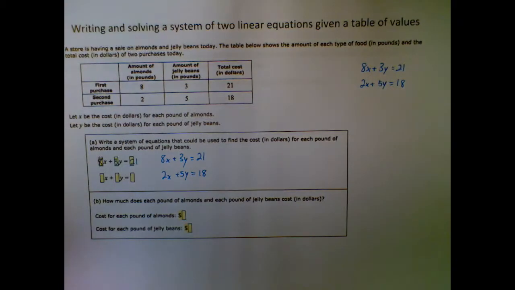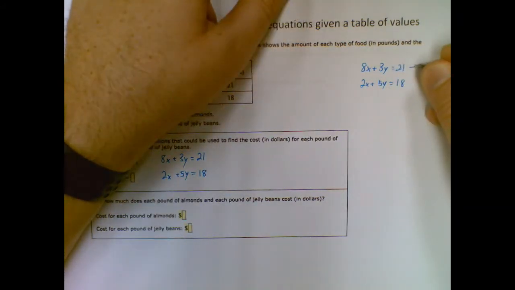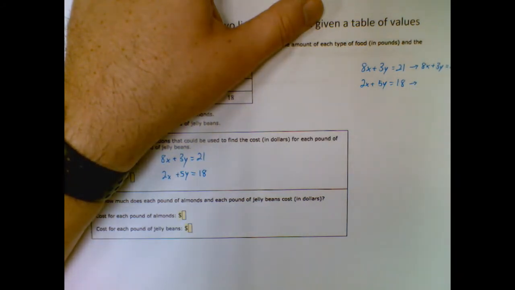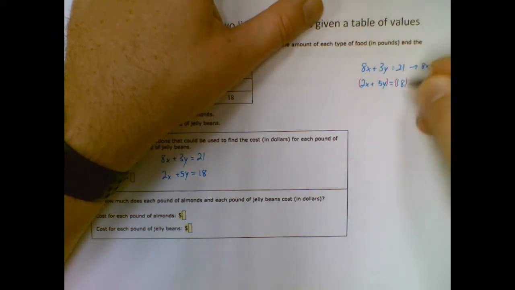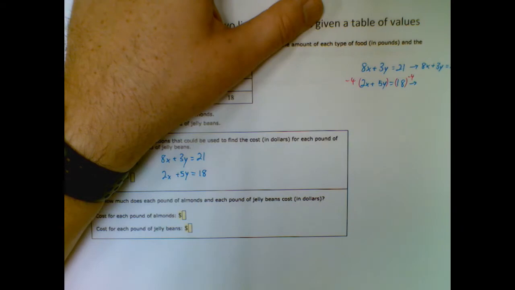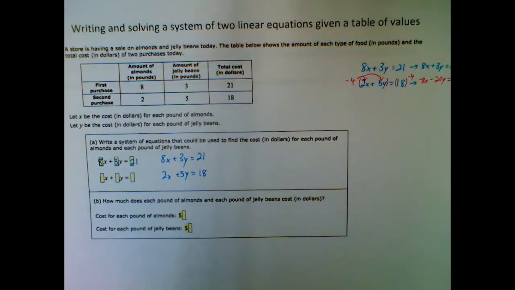I need to figure out what I want to eliminate. 3 and 5 don't really go together, but 8 and 2 go together really well. So I can keep this first one the same, or multiply by 1 if you want to be very technical, and I'm going to multiply this entire bottom one by -4. Then I'll have 8x here, and -4 times 2x is -8x. Remember, distribute to both of them: minus 20y, and then 18 times -4. I'm going to double check this really quickly so I don't make an error, because these are very easy to make errors on, and they make your math rather miserable down the road. So that's -72.